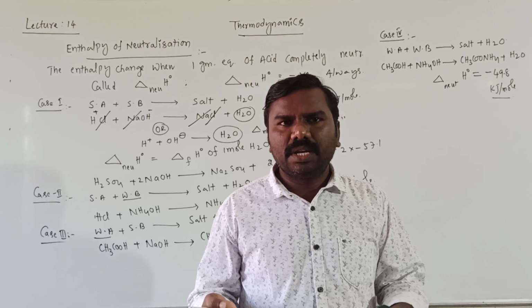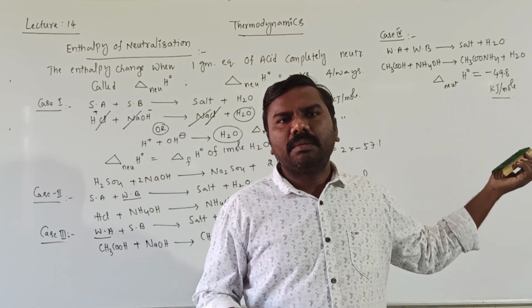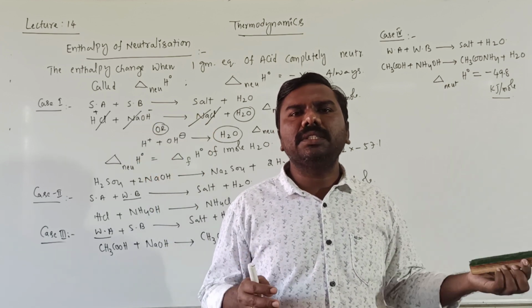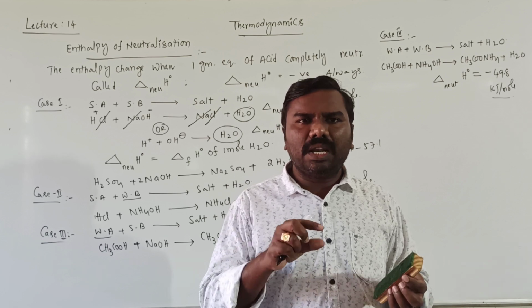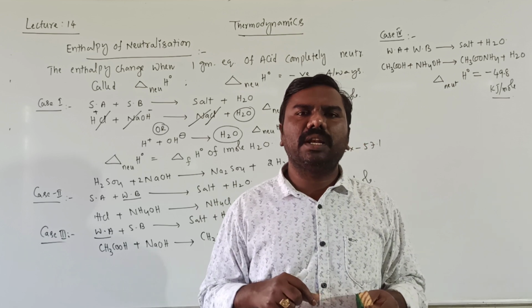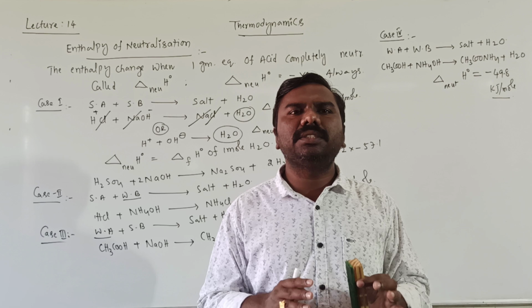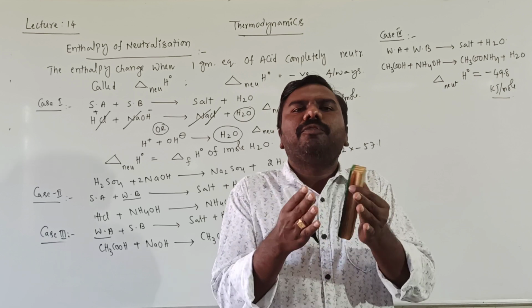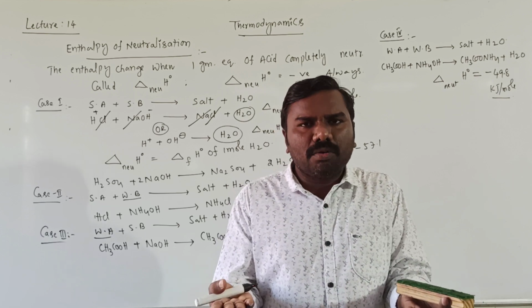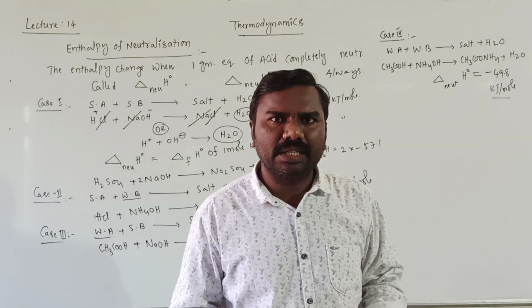Clear? Actually 57 must be released in strong and weak cases. But in the weak case only 49 kilojoules is released. The left energy, that means 57 minus 49, gives you some value. That energy is used to break the weak electrolyte into ions for neutralization purpose. Clear?